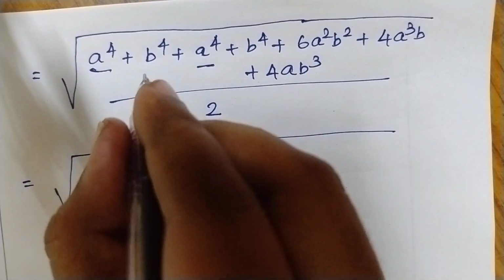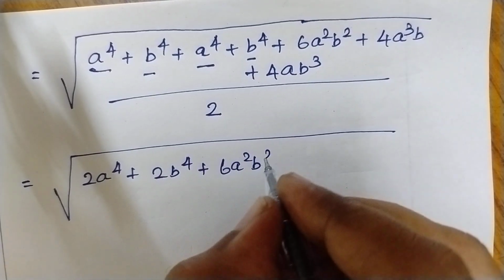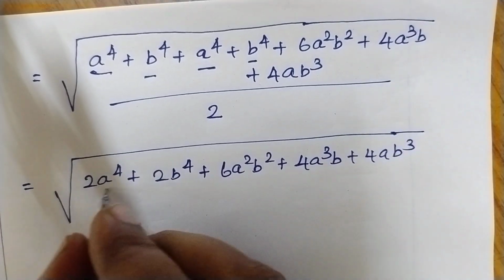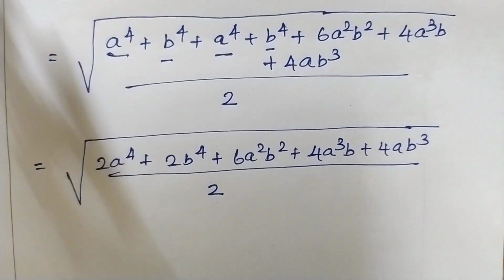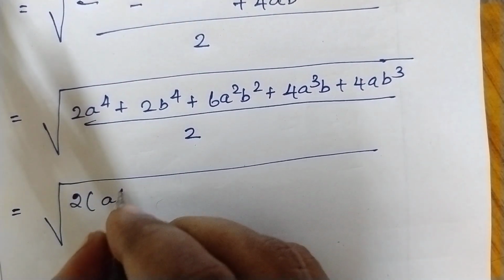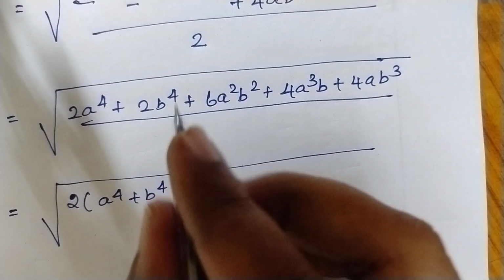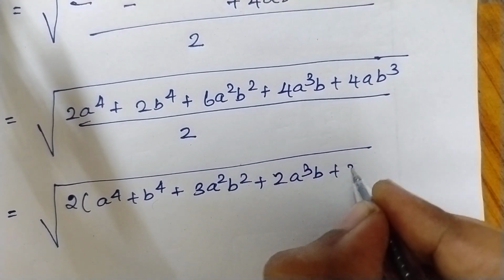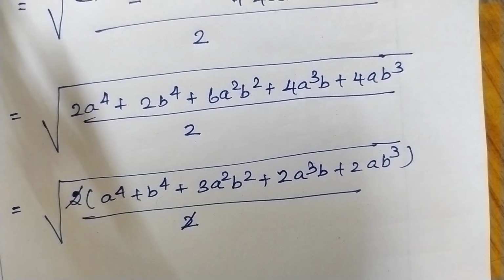2a power 4 plus 2b power 4 plus 6a square b square plus 4a cube b plus 4a b cube divided by 2. So if we see here, 2 is common in each term, so I am going to take that 2 out. If I take 2 out, remaining is a power 4 plus b power 4 plus 3a square b square plus 2a cube b plus 2a b cube, divided by 2. This 2 and this 2 get cancelled.